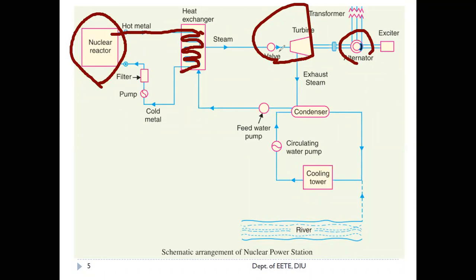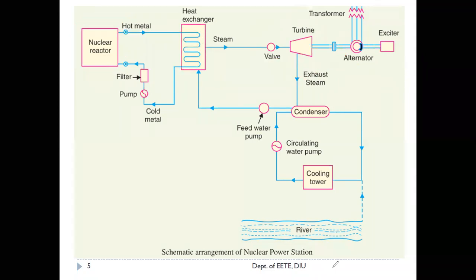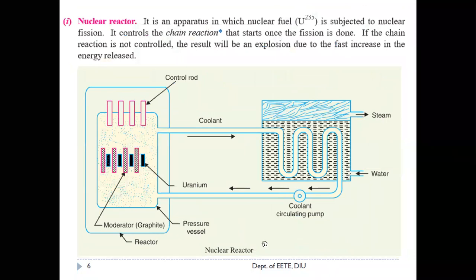You can understand the four major portions: the reactor, the heat exchanger, the turbine section, and the alternator section. These are the four main components of the nuclear power station. But the main importance should be given to the nuclear reactor. So in the next slide we will discuss what a nuclear reactor is, how it works, and what the components are. So this is a much closer look at the nuclear reactor.